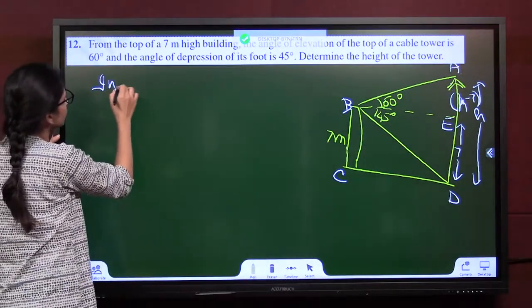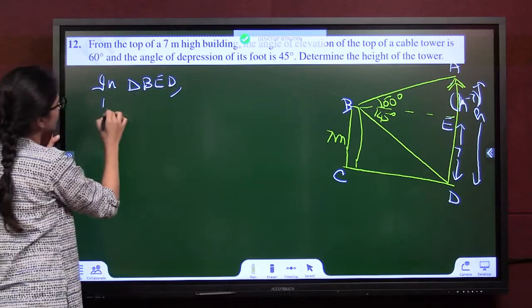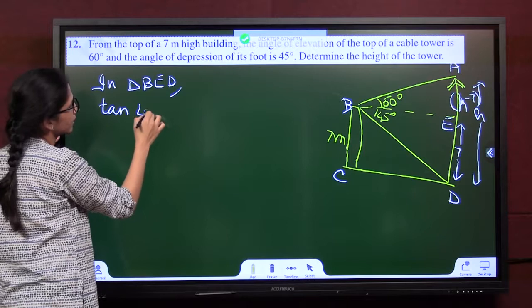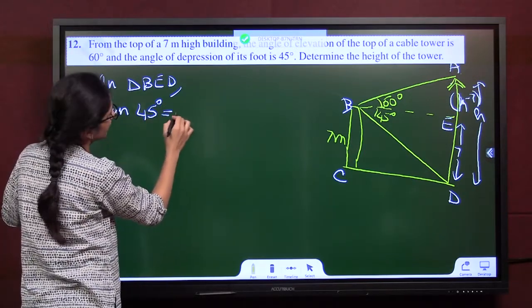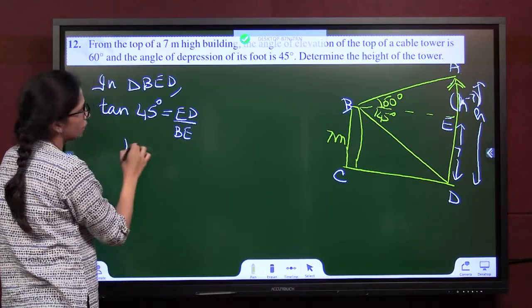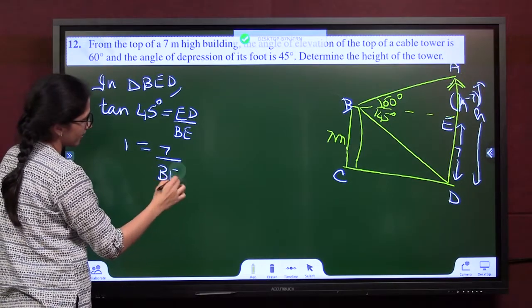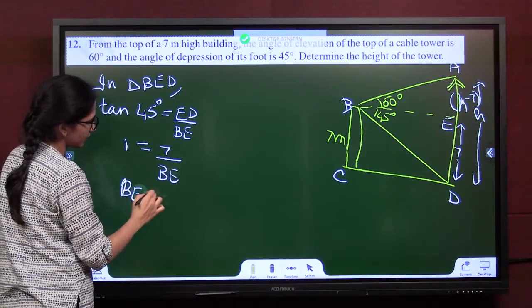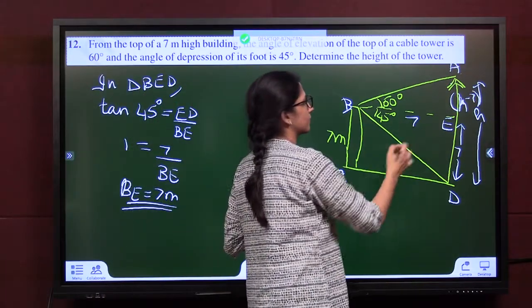So in triangle BED, tan 45, tan means opposite by adjacent. Tan 45, who's the opposite? ED. Who's the adjacent? BE. 1 is equal to ED, which is 7, by BE. BE is also 7 meters. So now we got this as 7.